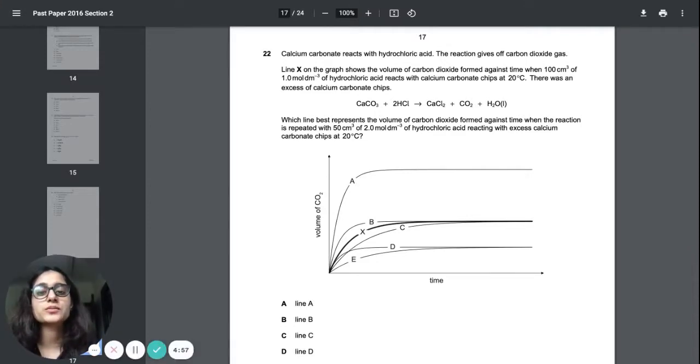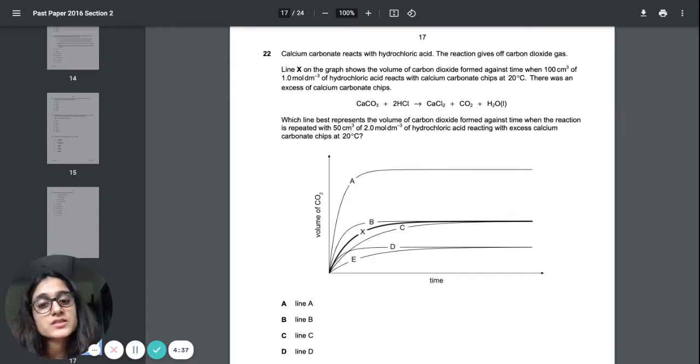Calcium carbonate reacts with hydrochloric acid. The reaction gives off carbon dioxide gas. Line X on the graph shows the volume of carbon dioxide formed against time when 100 cm³ of 1 mol/dm³ hydrochloric acid reacts with calcium carbonate chips at 20 degrees Celsius. There was an excess of calcium carbonate chips.